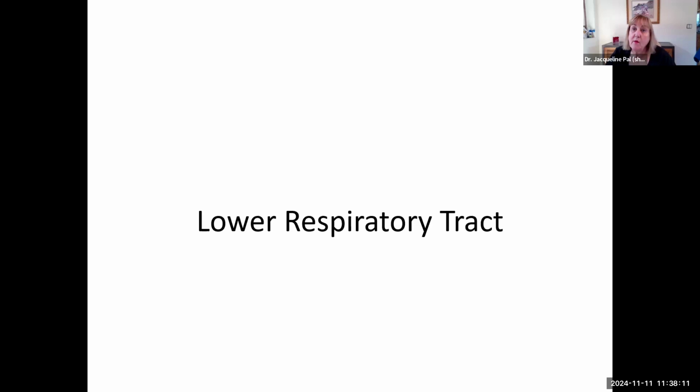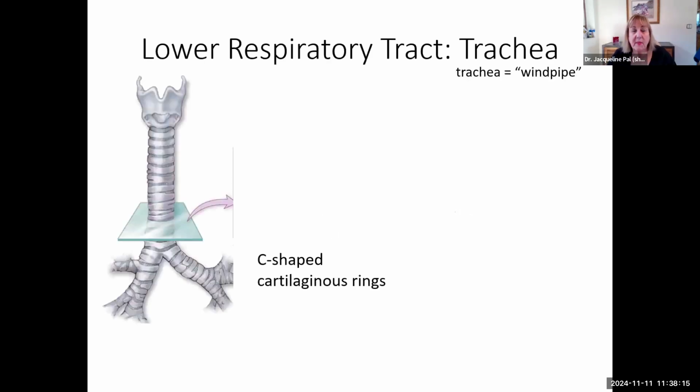Welcome back. Now we're going to learn about the lower respiratory tract. So remember, we are just below the vocal cords when we are in the lower respiratory tract. And so our first structure is the trachea, what you have called the windpipe. And when we look at the trachea, it has C-shaped cartilaginous rings where the C's are anterior.